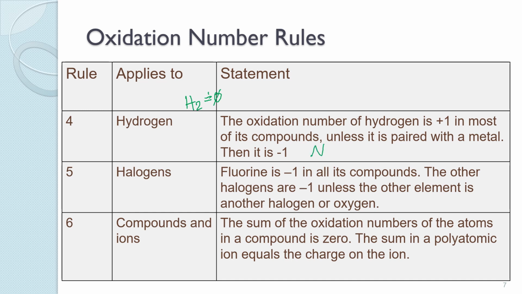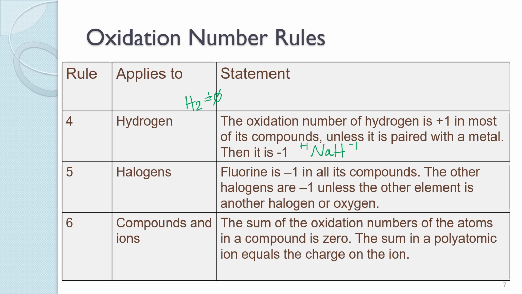So for example, NaH, since Na is a metal, and we already just said that Na is a +1, then H has to be a -1 because it's going to balance. And we'll see that in Rule 6 actually in a minute. But most of the time it's a +1. So unless it's with a metal, it's a +1. Fluorine is always a -1 in all of its compounds.